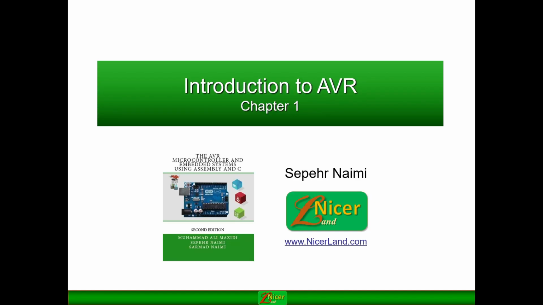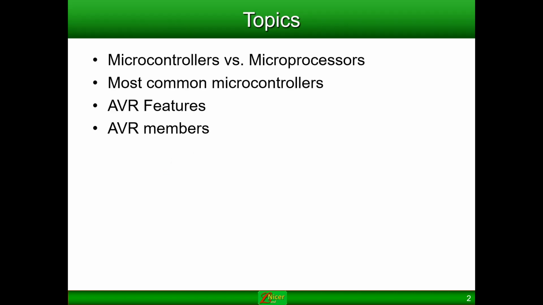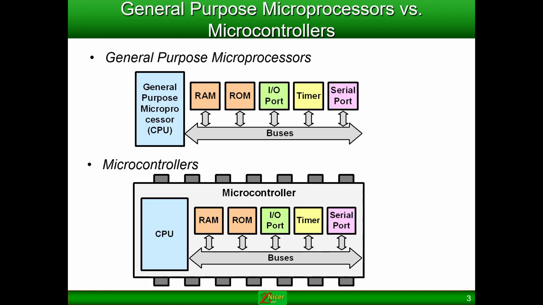So as we go on in learning about microcontrollers and embedded systems, here is our chapter number 1, Introduction to AVR. AVR, also known as automatic voltage regulators. The topics we are going to learn about here are microcontrollers versus microprocessors, most common microcontrollers, AVR features and AVR members. So what is the difference between general processors and microcontrollers?